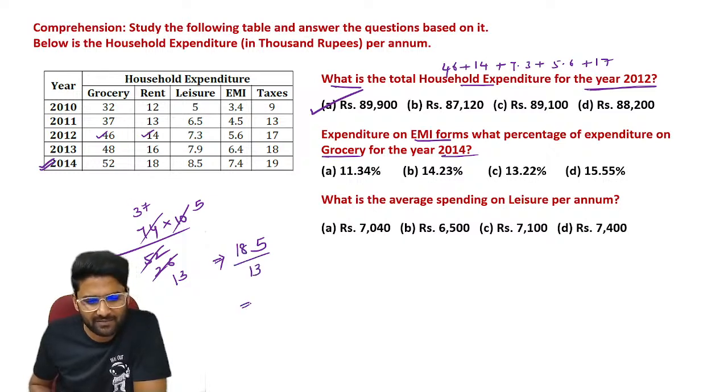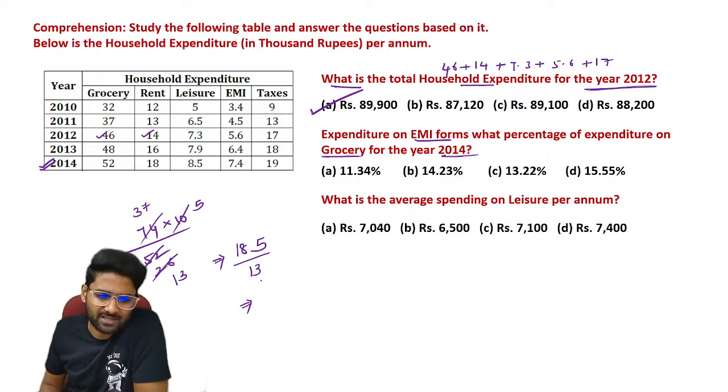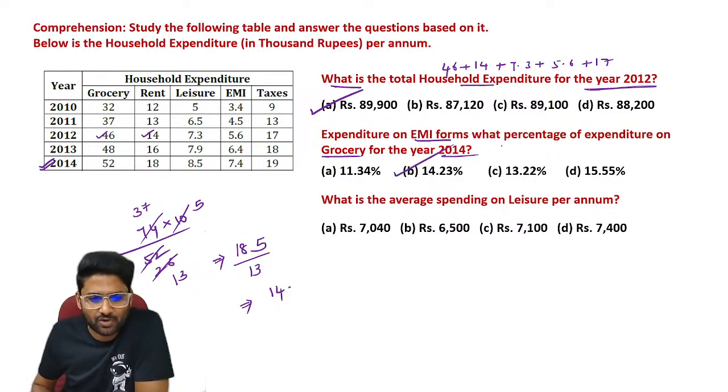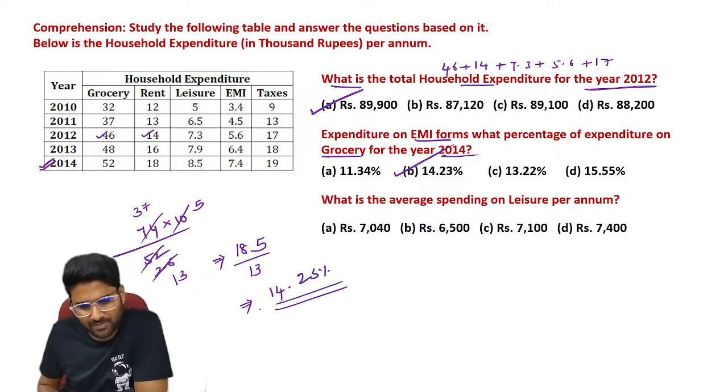185 divided by 13. So 13 into 11 is 143. 13 into 13 is 169. 13 into 14 is 169 plus 13, 182. So your answer is all about 14 point something. You can choose the option available as 14. Answer is 14.23%.